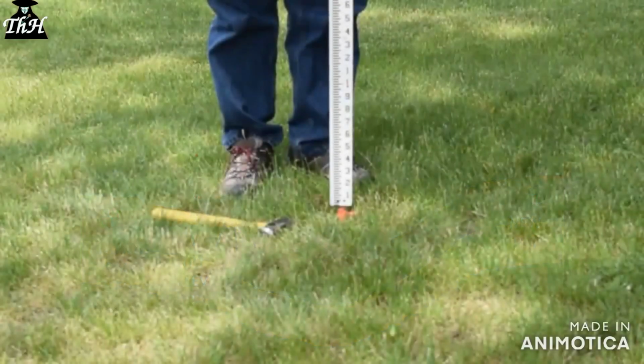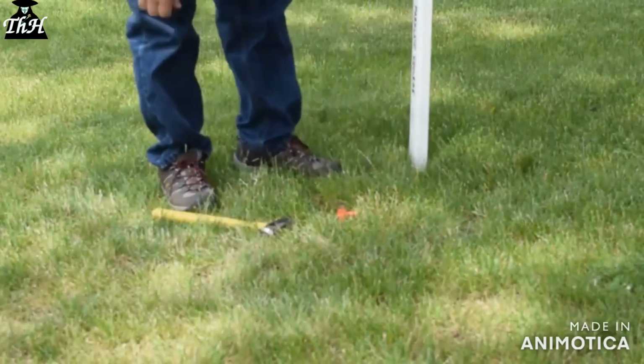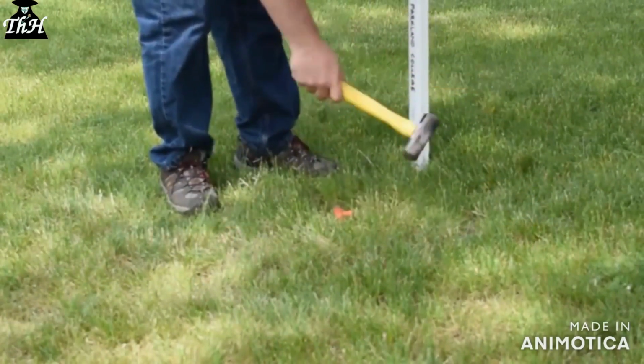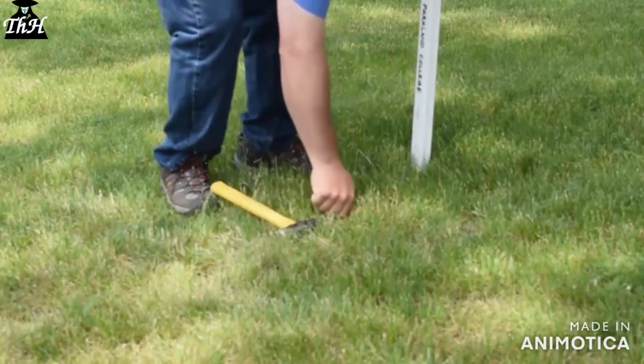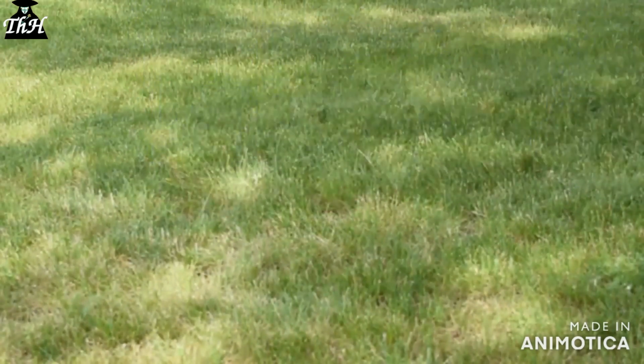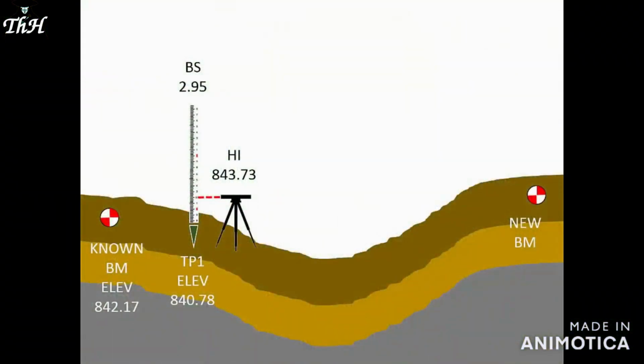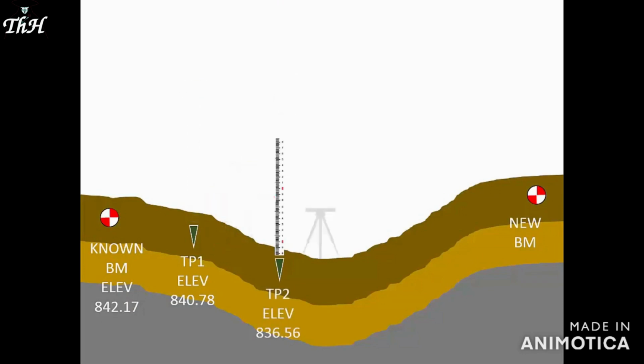Turning points are for short-term temporary use. After reading both a foresight and a backsight on his cold chisel turning point, he can remove it and move beyond the instrument to set a turning point at a convenient location. With a foresight of 7.17 feet, the elevation on turning point 2 will be 836.56 feet. Well, what should happen next?